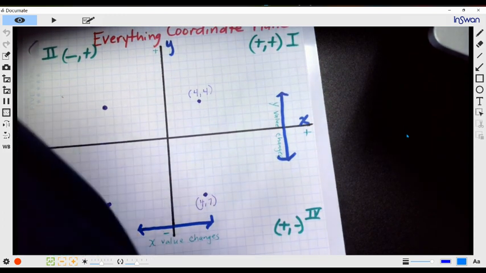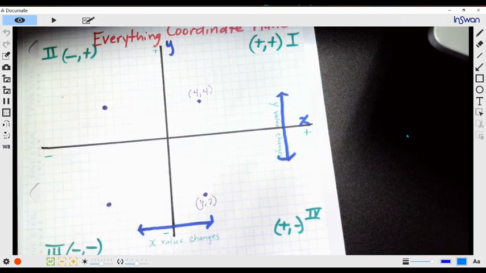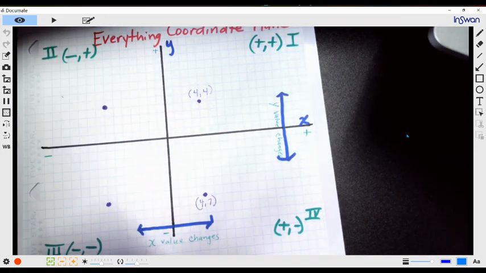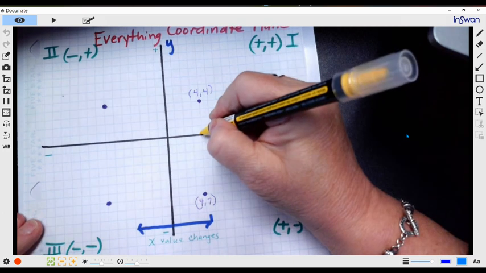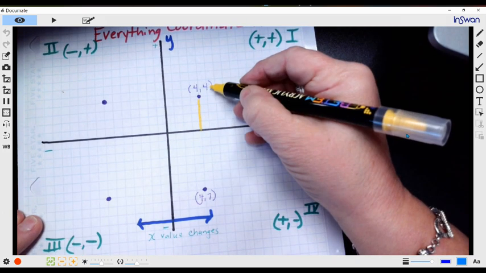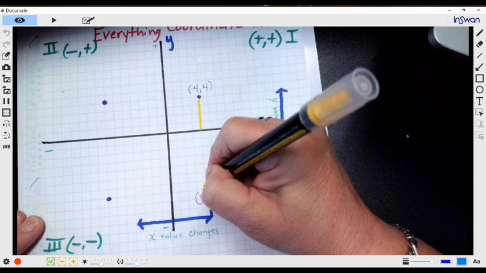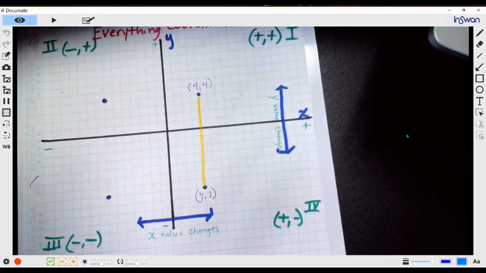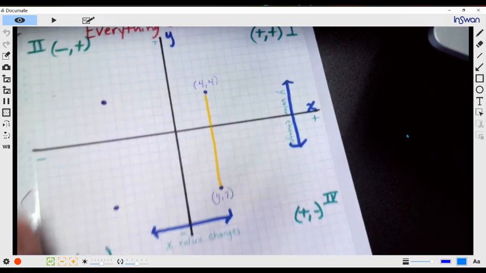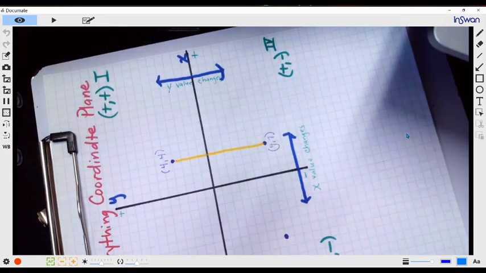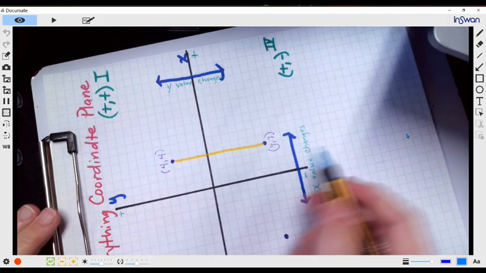And looking at what we have, the distance between these points from the x-axis to this point is 4 units. From the x-axis to this point is 7 units. So to find the distance between these 2 points, I'm going to take, let me turn it this way, the absolute value of both of these combined.